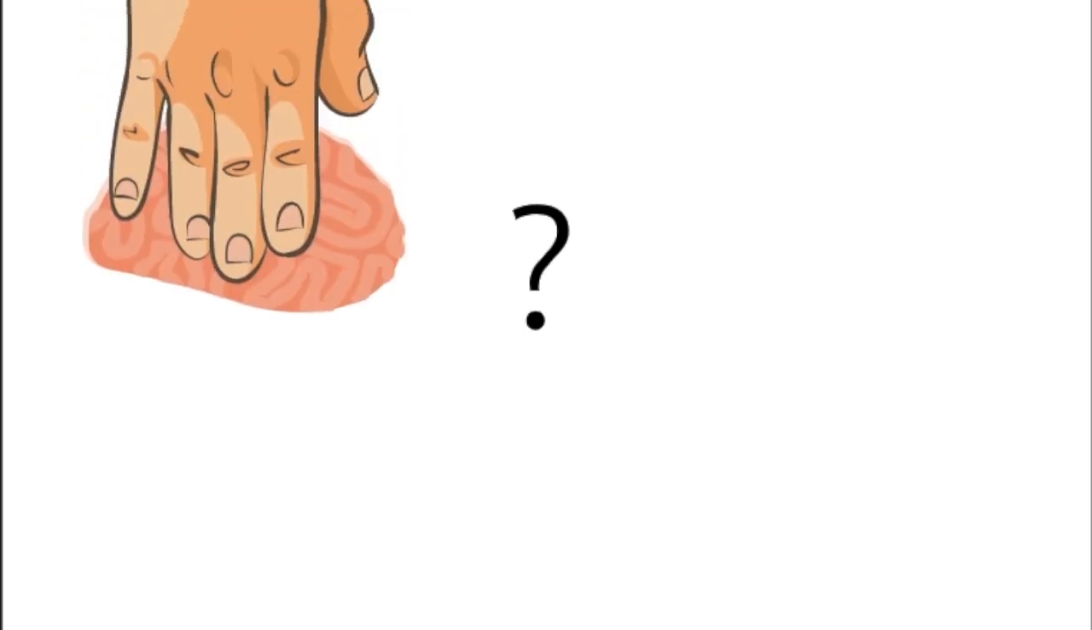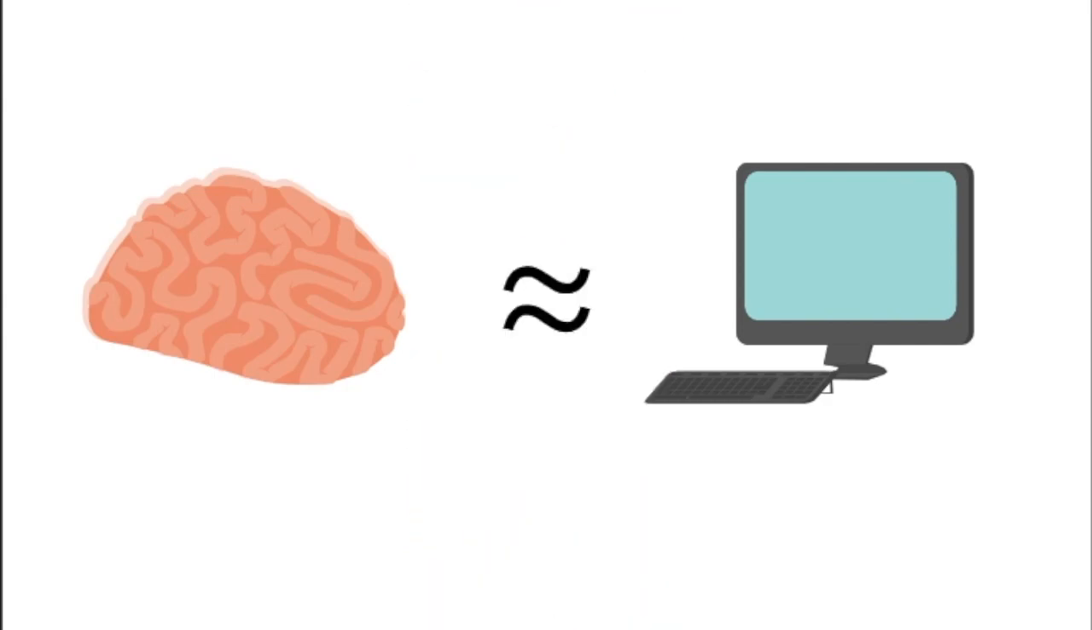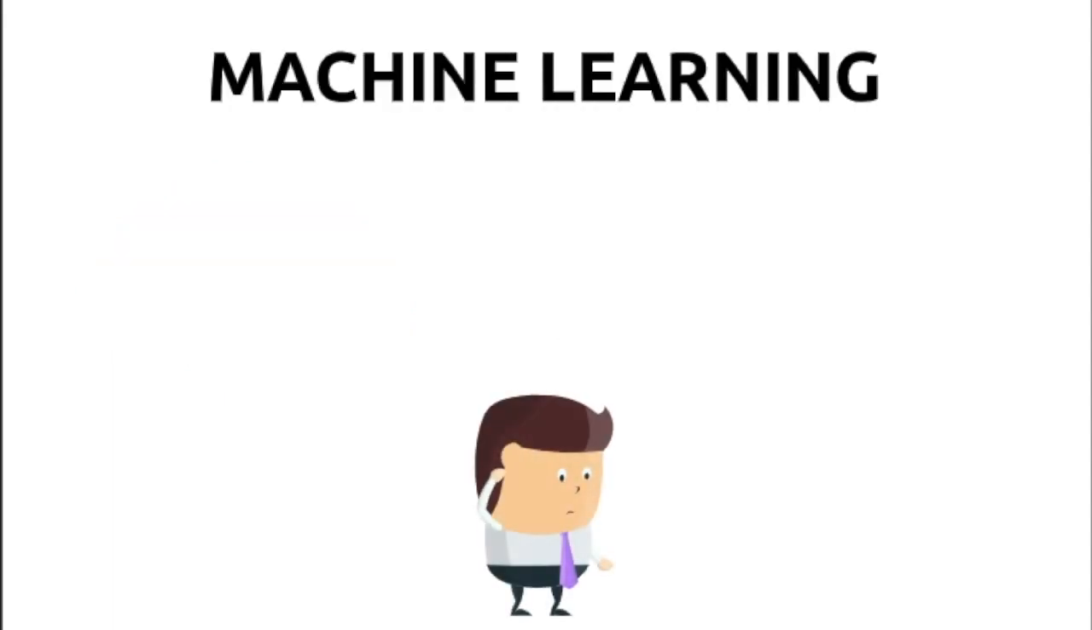Have you ever wondered about how your brain and how a computer process information? It turns out they're pretty similar, especially in categorizing objects and making predictions. This falls under a branch of computer science called machine learning.